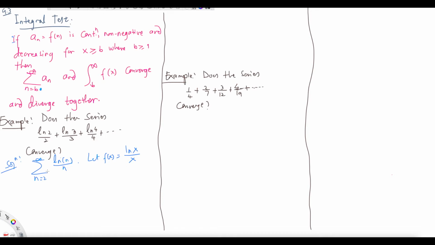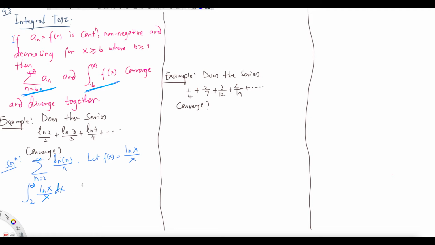Now, instead of checking the convergence or divergence of this series, from the integral test, I can check the convergence or divergence of the integral of f of x, natural log of x over x, starting from the same b. This summation starts from 2, so I'm starting the integral from 2 through infinity of natural log of x over x, where n is basically replaced by x, dx.